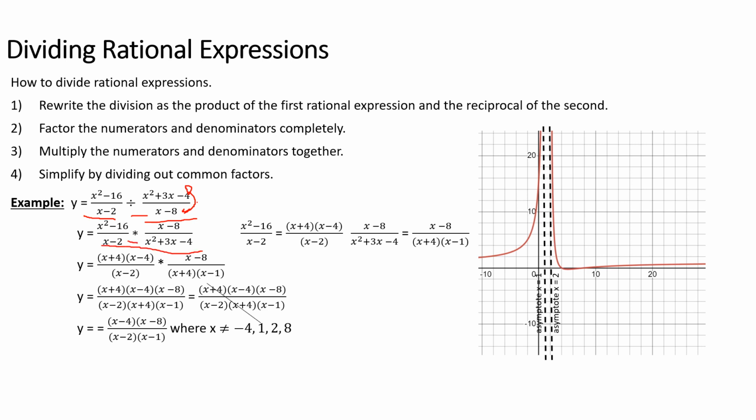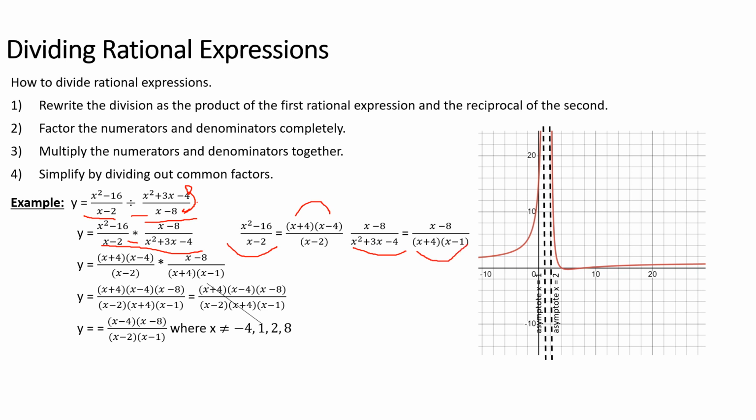So let's see what I can do with this. Well, my first expression, x squared minus 16 over x minus 2, that numerator is a difference of squares, x plus 4 times x minus 4. And my second expression is x squared plus 3x minus 4 over x minus 8. If I use the PQ method, that can factor out to x plus 4 times x minus 1. Let's put all these together.